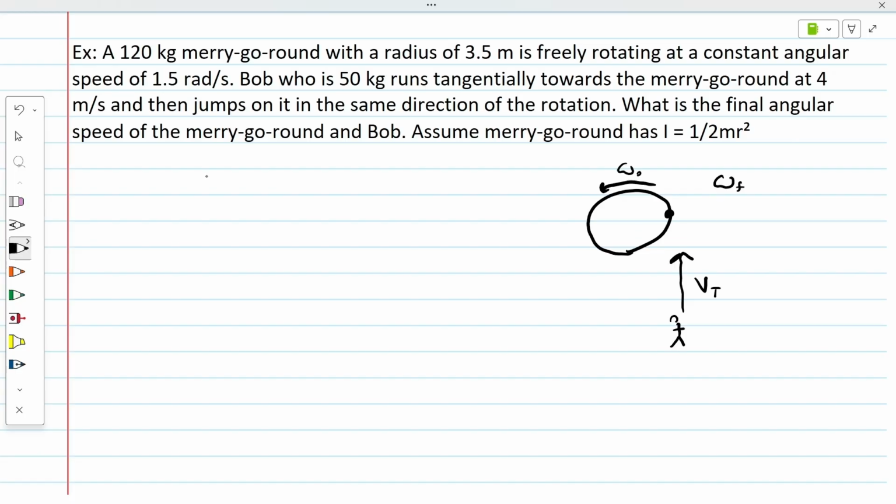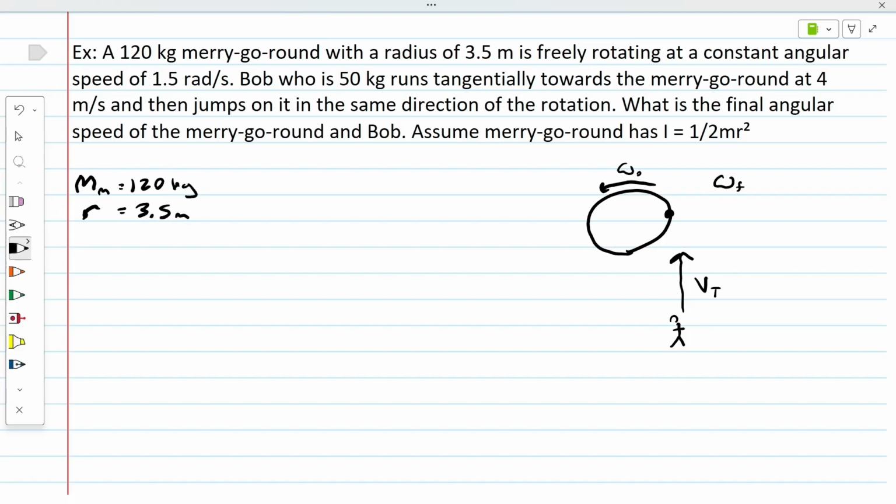Okay, so let's go ahead and list our variables. So we have the mass, and I'll say m sub m for merry-go-round, so 120 kilograms. We have the radius of the merry-go-round is 3.5 meters.